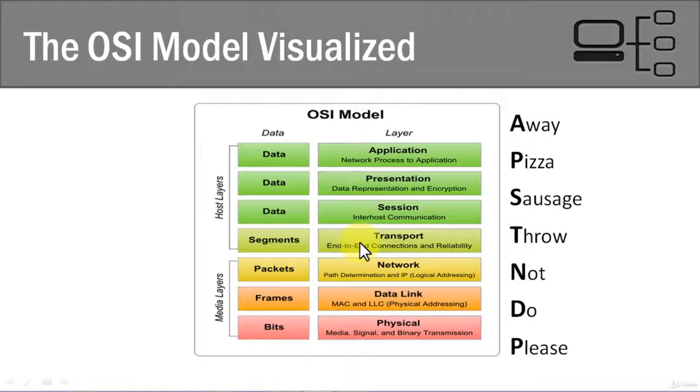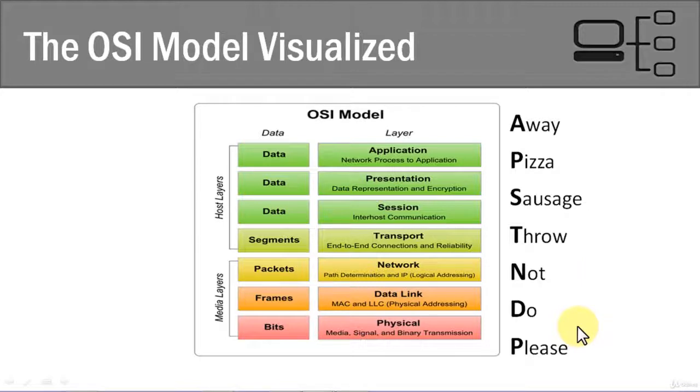So for those of you that want to get into networking and take certifications such as the CCNA, the CCNT or the Network Plus, you're going to have to understand and memorize the OSI model. Having these little phrases is going to be an easy way for you to memorize that. So please goes with physical, do goes with data, not goes with network, throw goes with transport, sausage goes with session, pizza goes with presentation, and lastly, away goes with application.